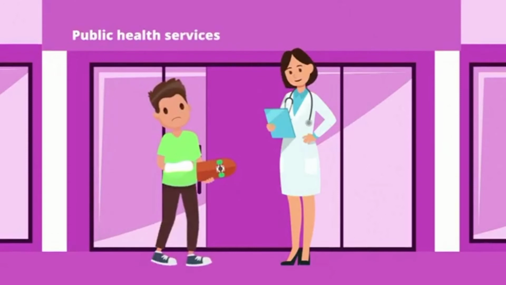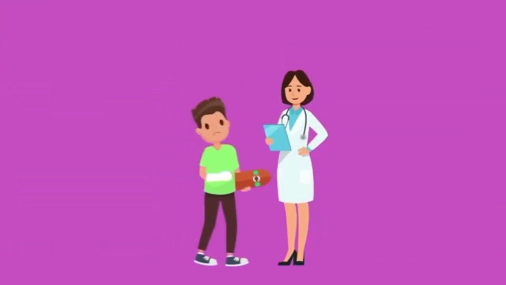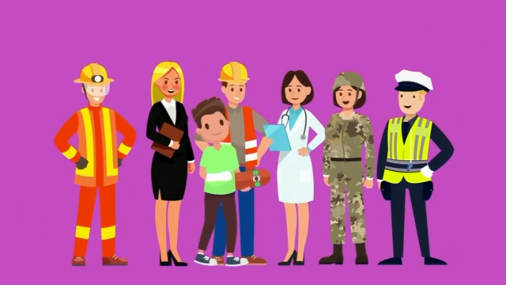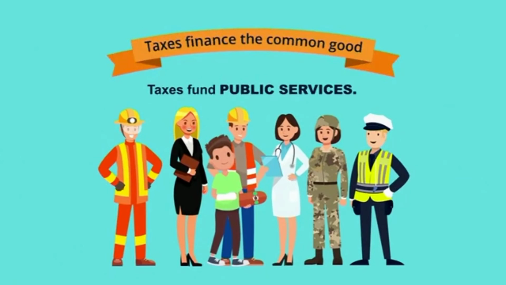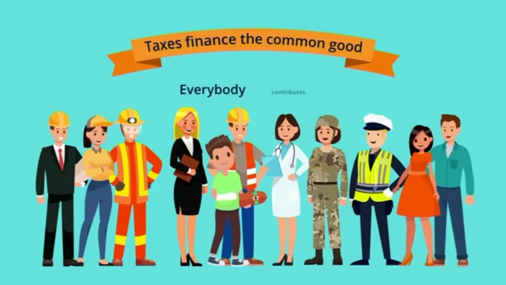And they have someone to take care of them. They get hurt. Or if something bad happens, how is this possible? That's where the money comes from. Taxes. Everybody contributes so that everybody can benefit.